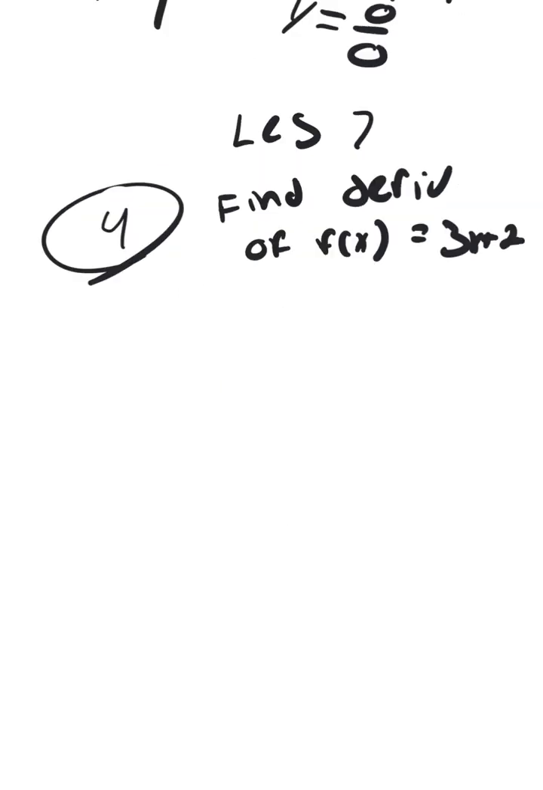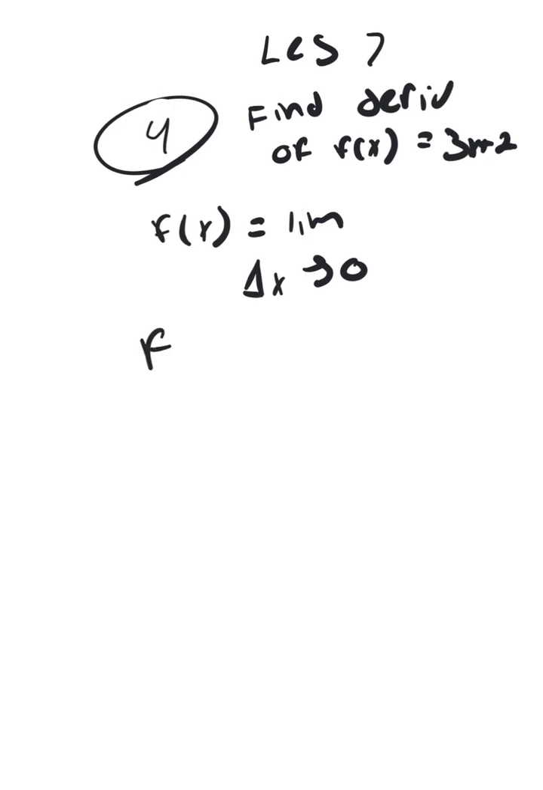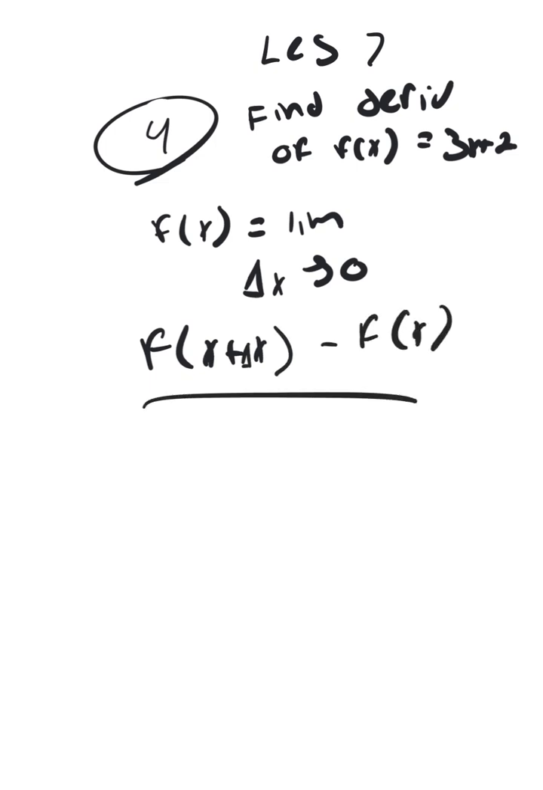Okay, here we are, lesson 7, problem 4. So, in order to find the derivative, first we must find that the limit is actually equivalent to delta x over 0. If we plug this into the equation, we actually find that f of x plus delta x, minus f of x, is over delta x.